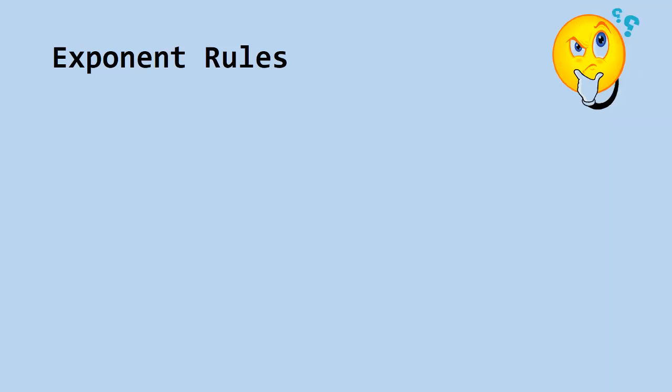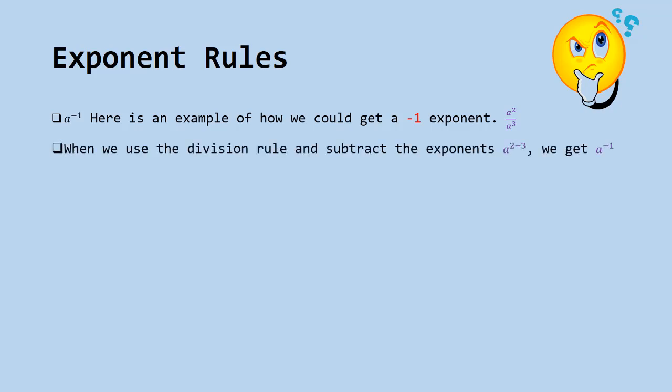Let's continue with the exponent rules. Now we're going to talk about negative exponents. So let's example a to the negative 1. Here is an example of how we could get a negative 1 exponent. A squared divided by a cubed. When we use the division rule and subtract the exponents, we get a to the 2 minus 3, and so we get a to the negative 1.